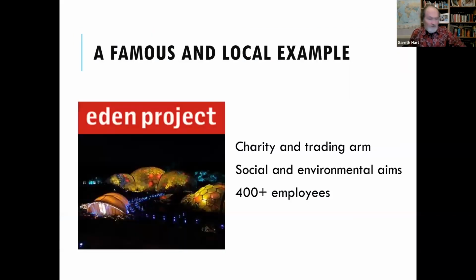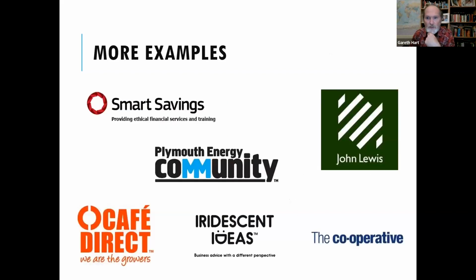Just a couple of examples before I sort of stop, and then we can open it up for questions. Eden in Cornwall, and that's a charity with a trading arm. So the trading arm runs Eden and makes all the money. All the profits go back to the core charity. The core charity kind of owns it and owns the core vision of it. But the trading arm is a real commercial entity that drives all the merchandise and ticket sales and all that sort of stuff. But very strongly associated with the social and environmental causes, and quite a big business.